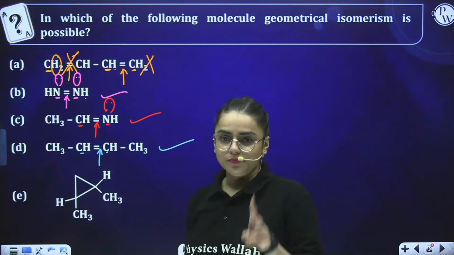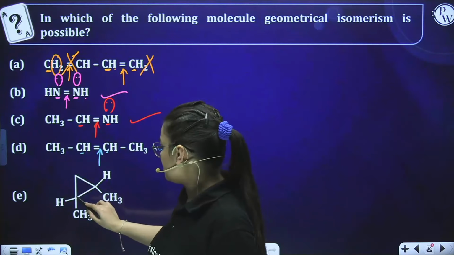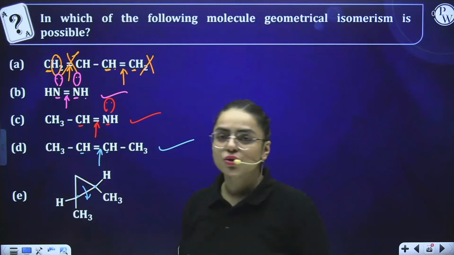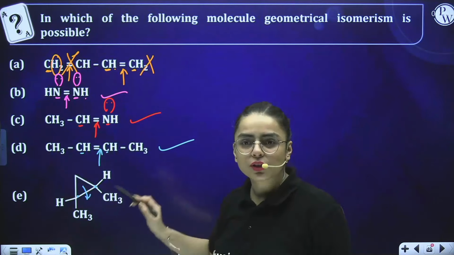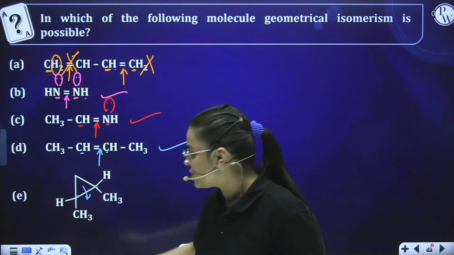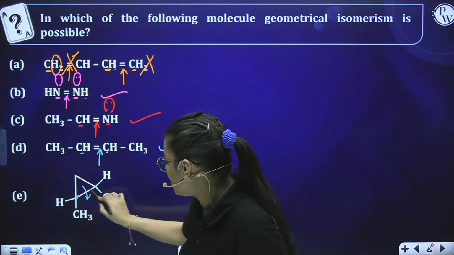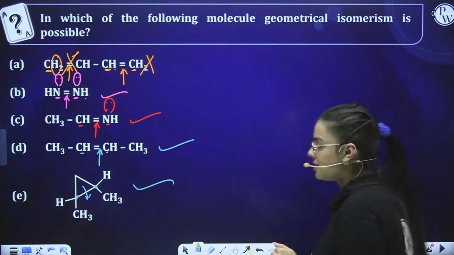I told you, in a ring case, it is a restricted rotation. So I would say this is the ring where restricted rotation is seen. Now this carbon should have different groups. It has hydrogen, it has CH3, different groups. And this carbon is also having H and CH3. It is also a different group. So across these two carbons, yes, geometrical isomerism is seen. Clear? Now let us see the next case, students.